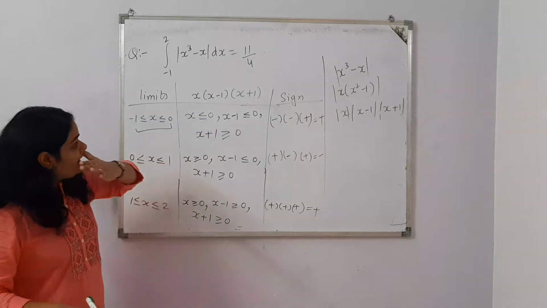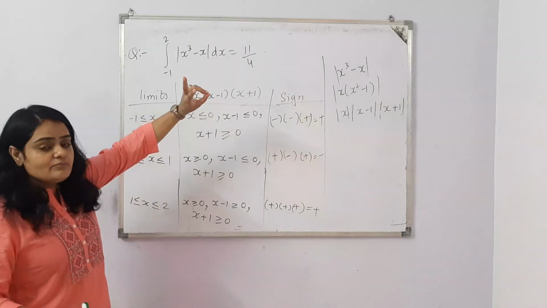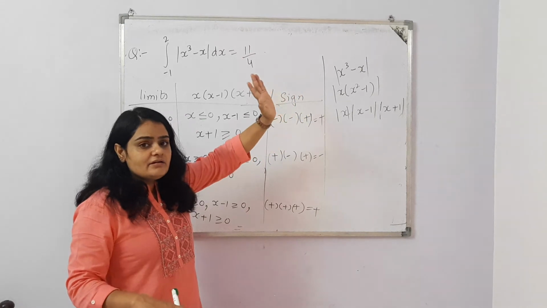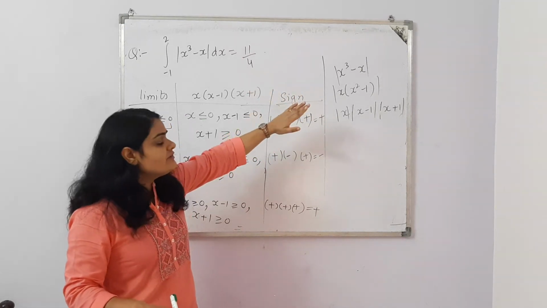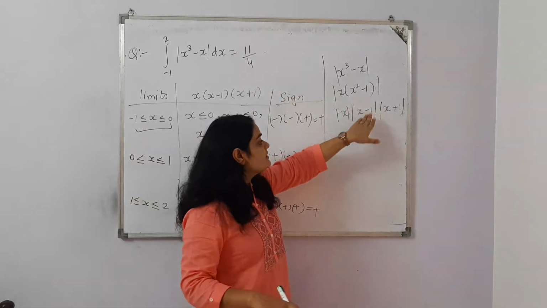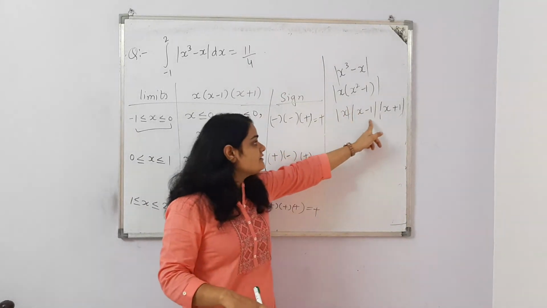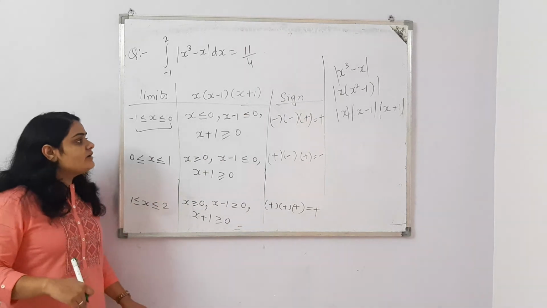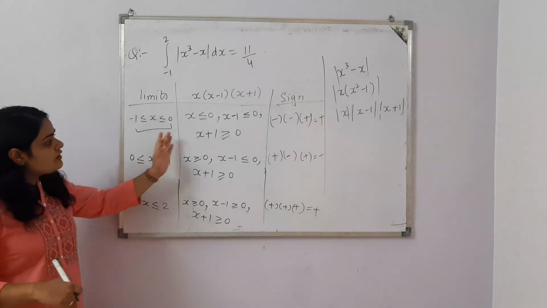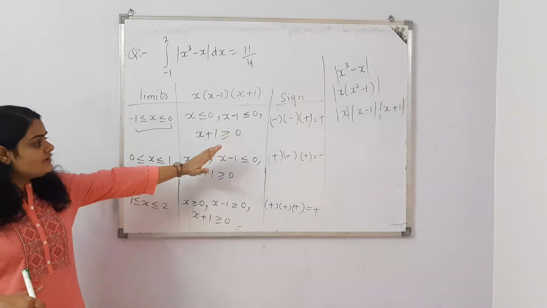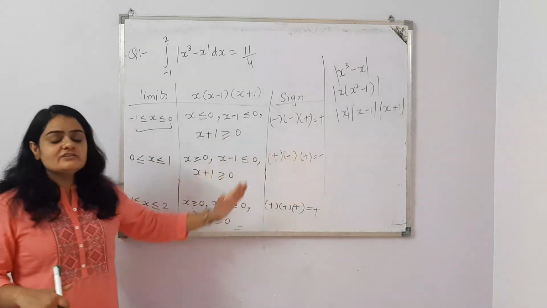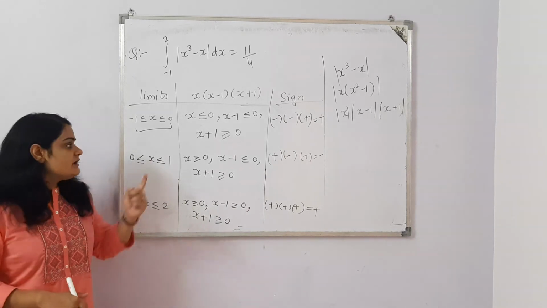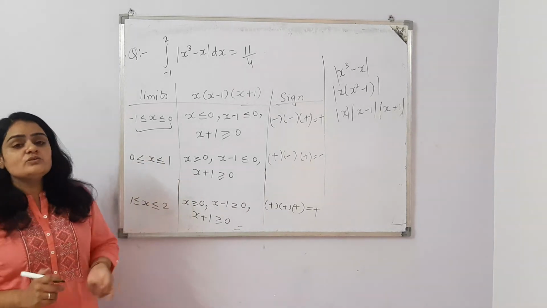Whenever we have modulus we can apply the definition directly, but whenever you don't want to apply the definition directly, because here there are totally 3 linear functions, x minus 1, x plus 1, all in modulus, in that case we can split the limits and accordingly check the signs: where the function is positive for which limit, where it is negative for which limit, and where it is positive for which limit. Now here we can split the limit into 3 parts.